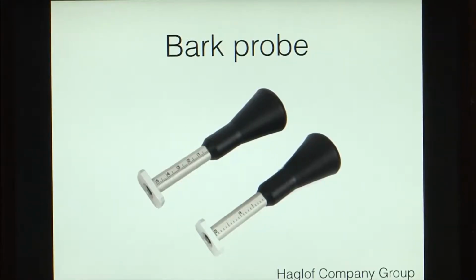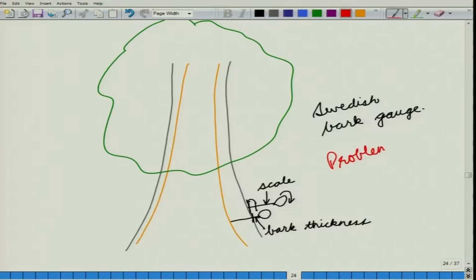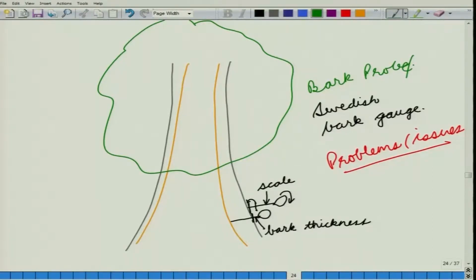Now, a bark probe is also a very similar instrument, but in this case its design is a bit different. It also has a scale, it also has a flange, it also has a handle, and the auger is inside at present. Now, the main problems or issues when we are trying to use this bark gauge or a bark probe, in both the cases the issue lies here.